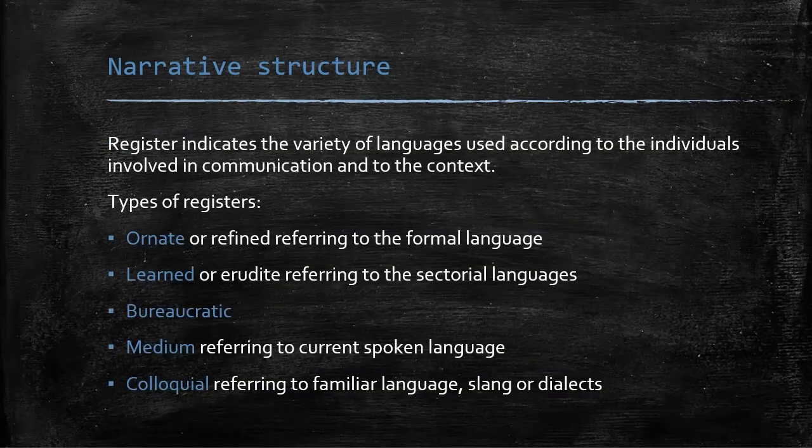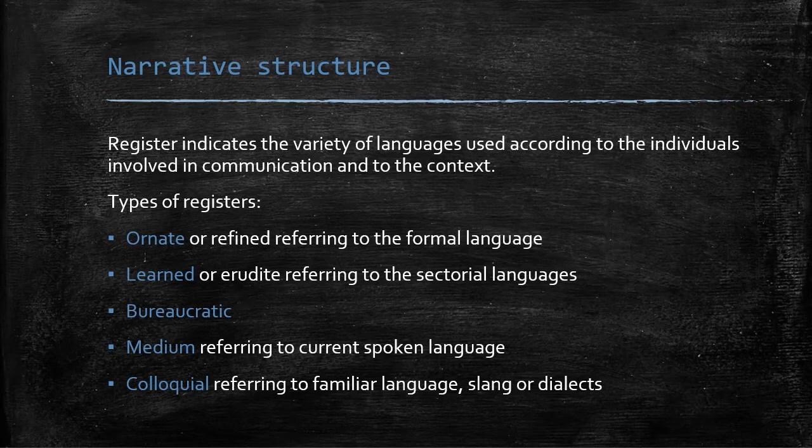Register, in linguistics, indicates the variety of languages used according to the individuals involved in communication and to the context. There are different types of registers: ornate or refined, referring to formal language; learned or erudite, referring to sectorial languages, bureaucratic; medium, referring to current spoken language; colloquial, referring to familiar language; slang or dialects.